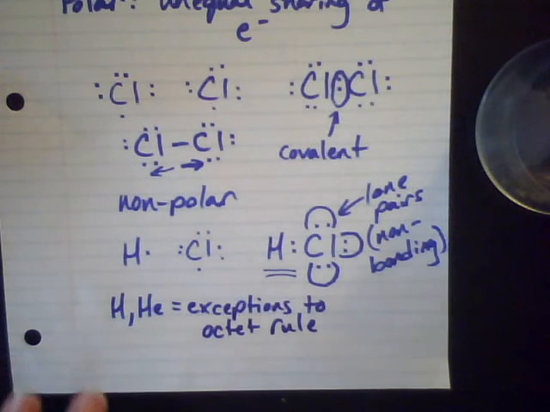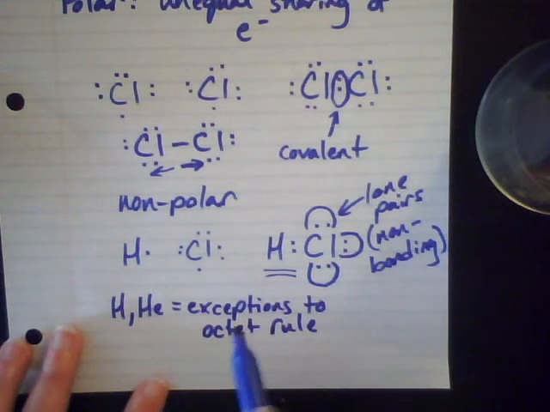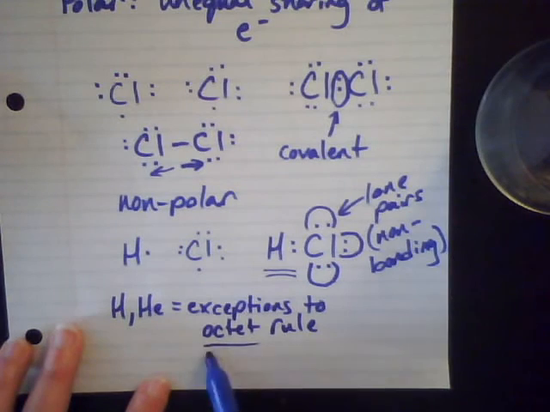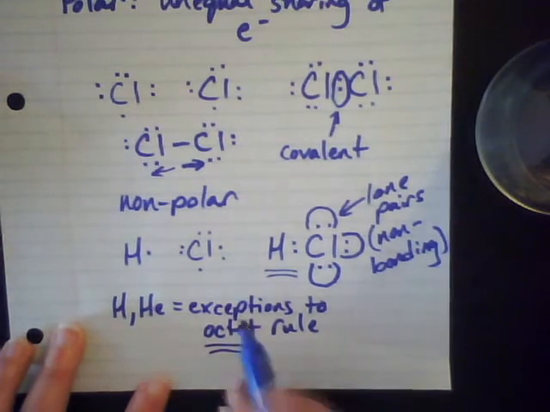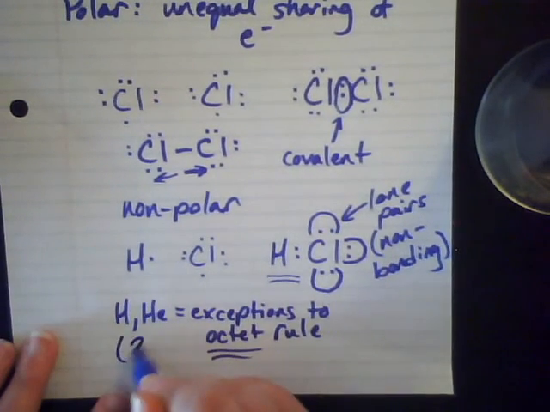Because the octet rule says broadly that atoms want to have a full valence. So they want a full shell, that's the outermost and highest energy shell. And so for most elements, that's going to be 8. But hydrogen and helium are happy with 2 electrons.